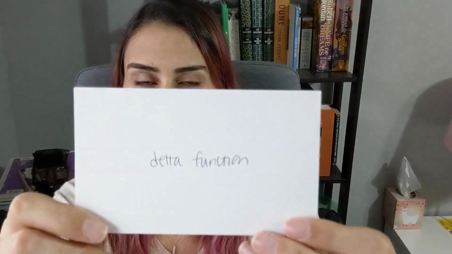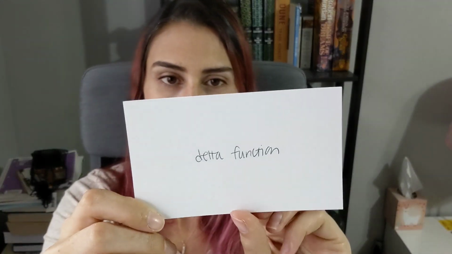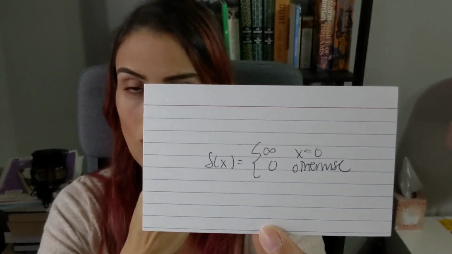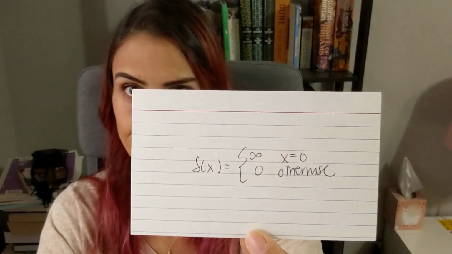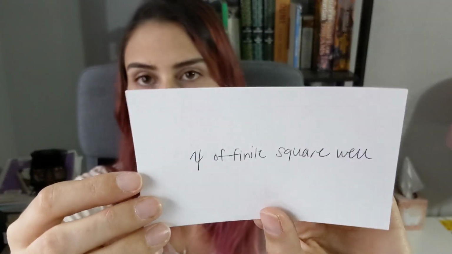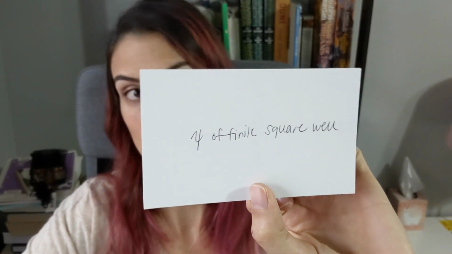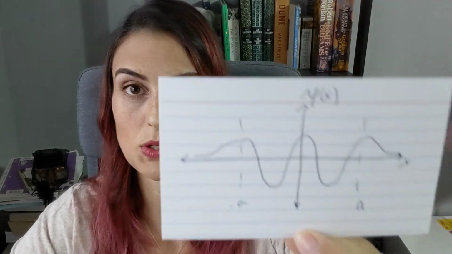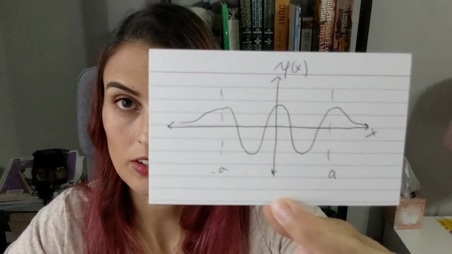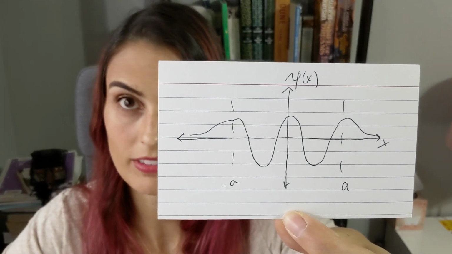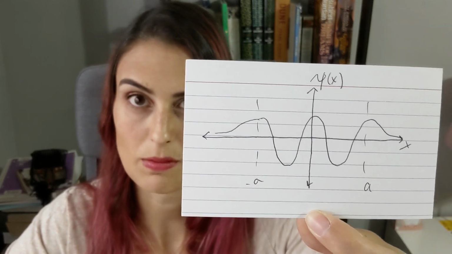All right, the delta function. Delta of x is equal to infinity at x equals 0, and otherwise it's equal to 0. This is a graphical one. This is the wave function of a finite square well. And you can see between negative a and a, you get a periodic function, and then it damps out beyond minus a.